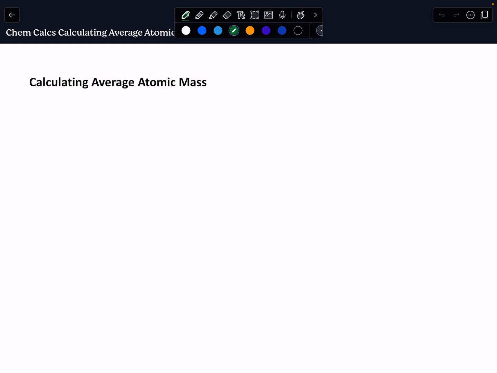This screencast is going to look at how you calculate the average atomic mass of an element. So what does that mean, average atomic mass? Well, if you look, the periodic table lists a mass for each element. It's usually right underneath the element. And this mass is not a whole number, it's a decimal number.